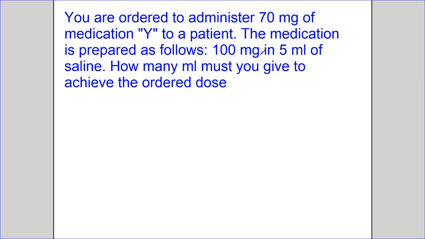You're ordered to administer 70 milligrams of medication Y to a patient. The medication is prepared as follows: you have 100 milligrams of drug Y in 5 mLs of saline. How many milliliters must you give to achieve the ordered dose? All right, again, let's go back.